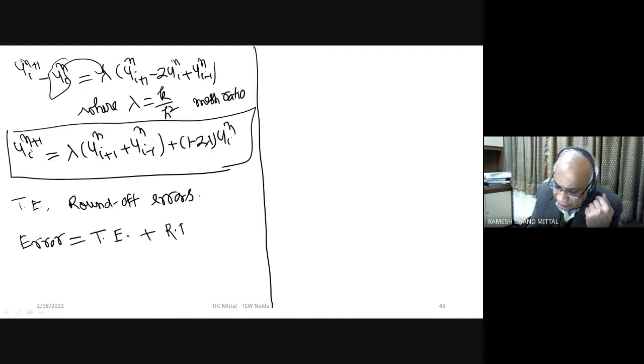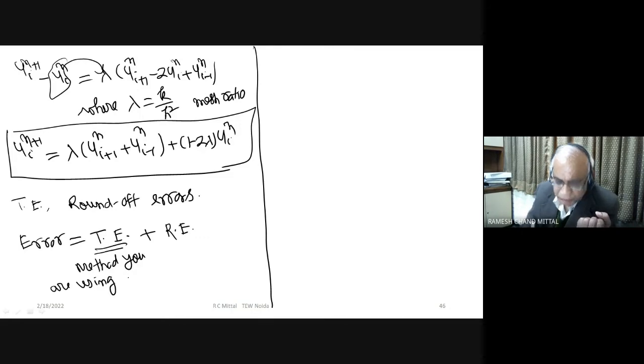Now, in any numerical method, truncation error is coming from the method you are using. If I desire to use the Newton-Raphson method, I know my accuracy will be of second order, or convergence will be of second order. So the truncation error is something coming from the method. Once you have chosen your method, you know what truncation error you will be having. Now, round-off error is something which is coming from the machine which you are going to use.